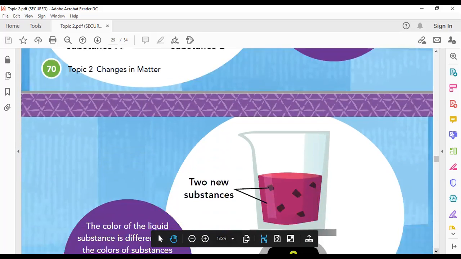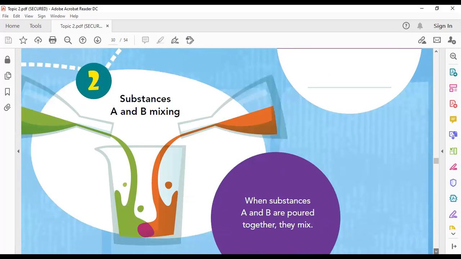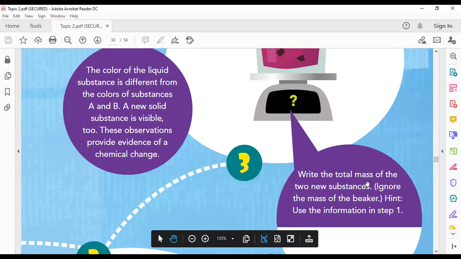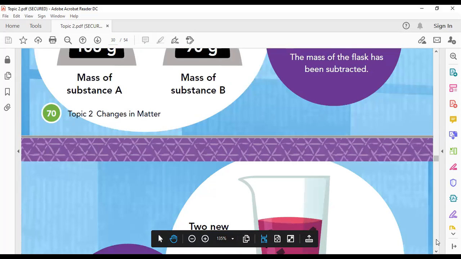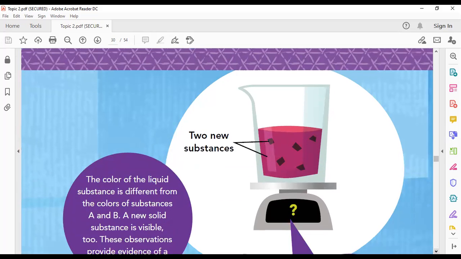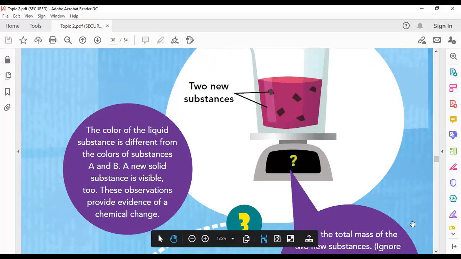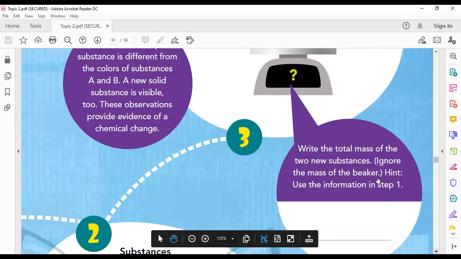What happens then? In step 2, substances A and B are mixed together. When substances A and B are poured together, they mix. Then a chemical change happens. When we mix A and B, two new substances are formed. One of them is solid. The total mass of the two new substances is 108 plus 90, which is equal to 198. Get it? Right. Back to the first question.